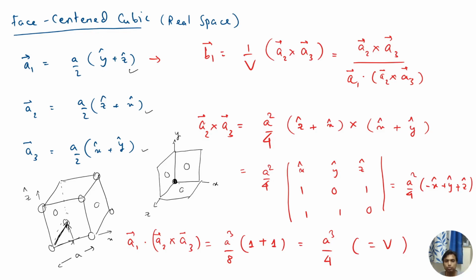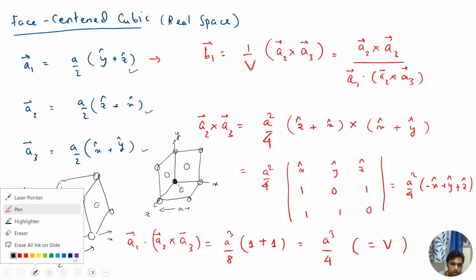Your lattice points are here. This is your face centered cubic. From here, this is A by 2, so this distance is A. So this is A by 2 x cap plus z cap, this is A by 2. These are the 3 points we are talking about here. I hope this point is clear.